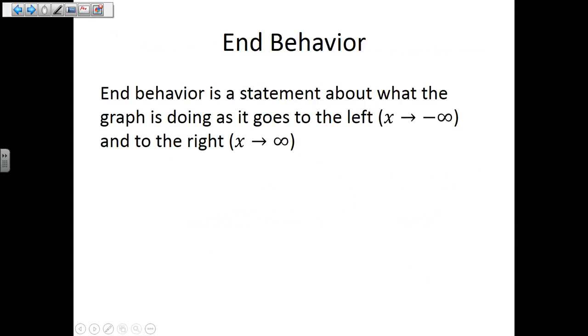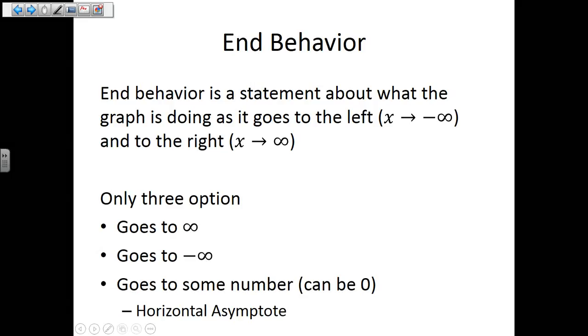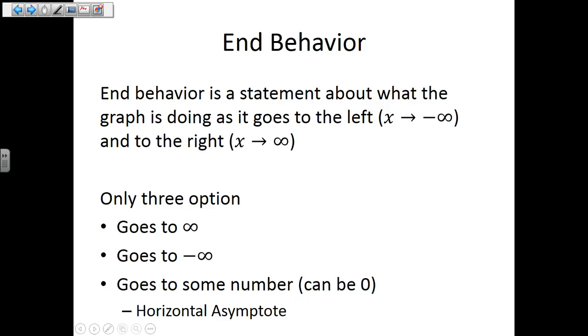Now let's talk a little bit about end behavior. The end behavior of a function literally is trying to describe what's happening to our graph as it goes to the extreme left, that is as x approaches -infinity, and as we go to the extreme right, as x goes to positive infinity. We basically only have 3 options. It could be going to a positive infinity, so the graph could be going up. It could be going to a negative infinity, that means that the graph is going to be going down.